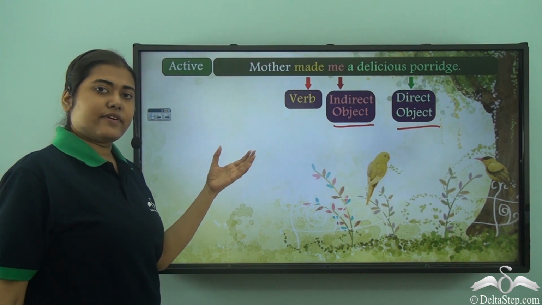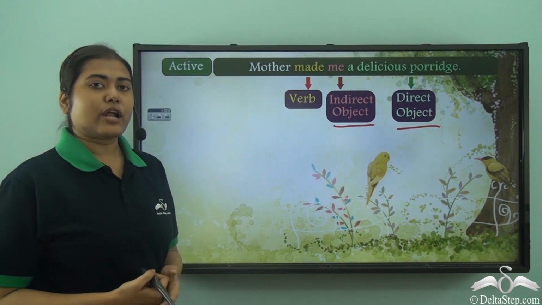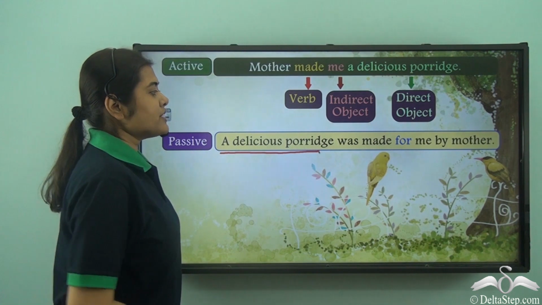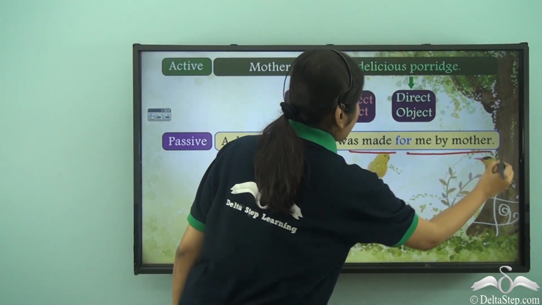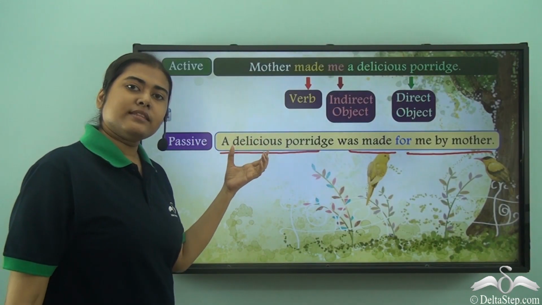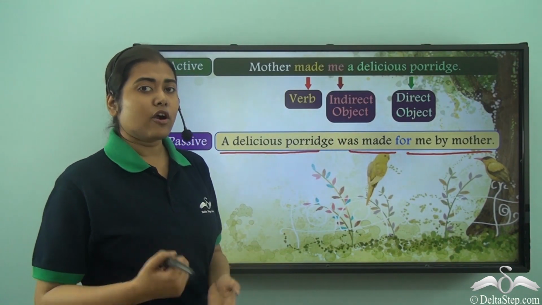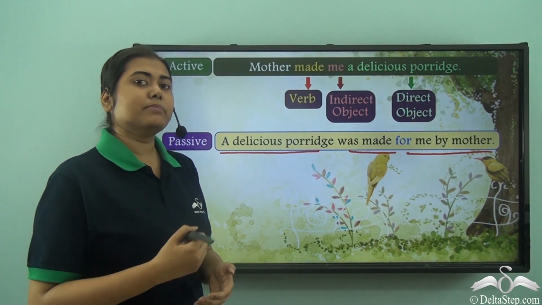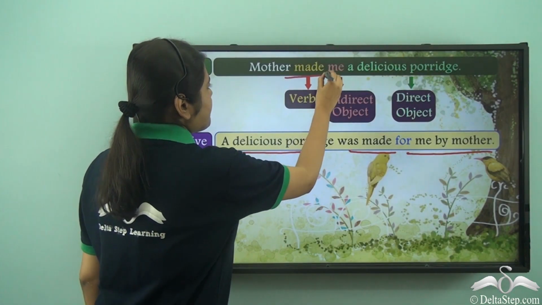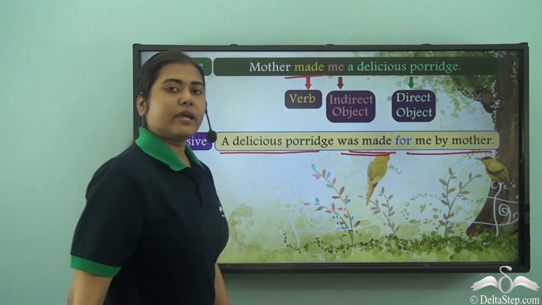So in this case as well, if we want to write the sentence in passive voice, we can choose to write it in two different ways. So the sentence reads, a delicious porridge was made for me by mother. Note that first we have taken the object in the subject position in passive voice. Then we have put the verb. Now the form of the verb in the passive voice is be plus past participle form. So in the active voice, the verb was made. Now in the passive voice, it takes the form was made.